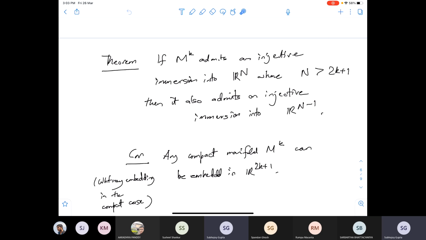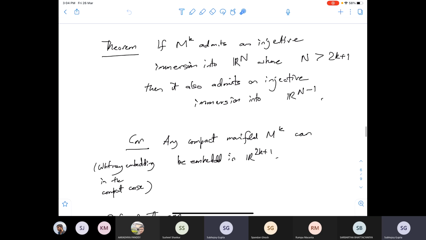And so for a compact manifold, of course, if you have an injective immersion, it's the same as an embedding. So this proves Whitney's theorem in the case of a compact manifold, right? And so we were almost done with the proof of this theorem. So what was the idea?